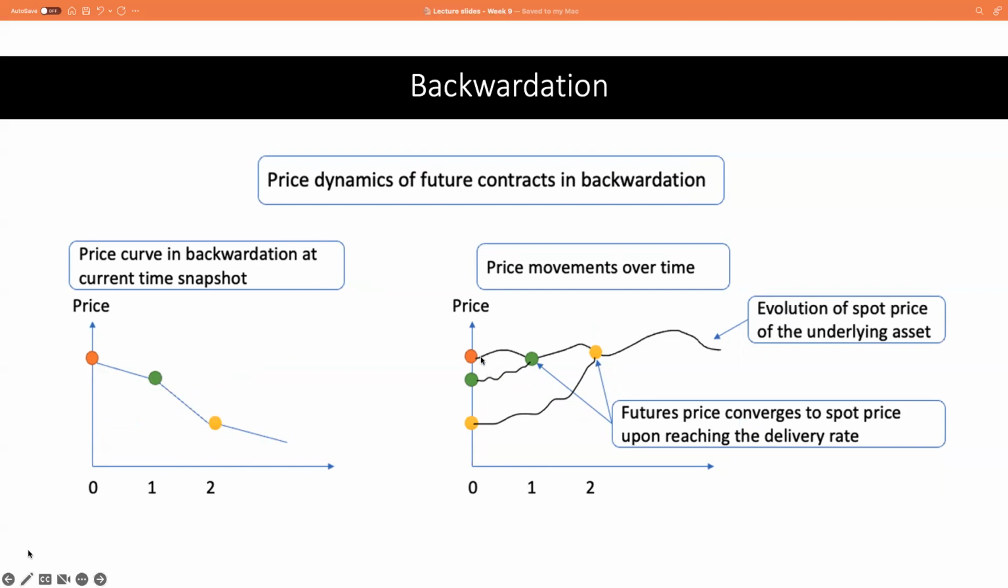However, if you look at the price movement, this curve represents the evolution of the spot price of the underlying assets. Since we require the futures price to equal the spot price at maturity, this curve will move up and gradually converge to the spot price. Same here, the price will move up and gradually converge to the spot price at the end of the investment period, which is the maturity date or the settlement date. So this is what happens in backwardation.